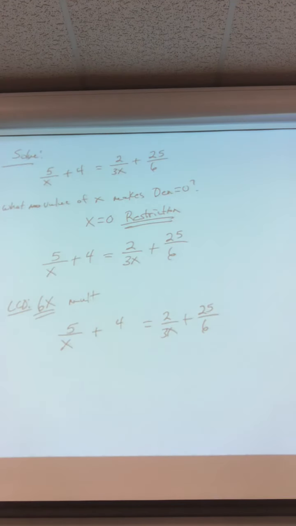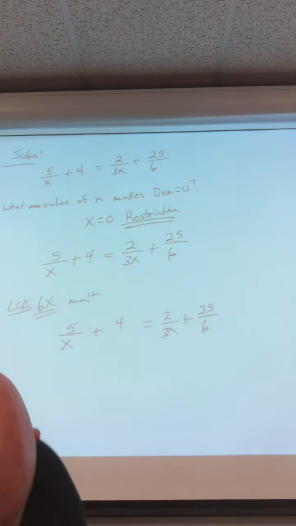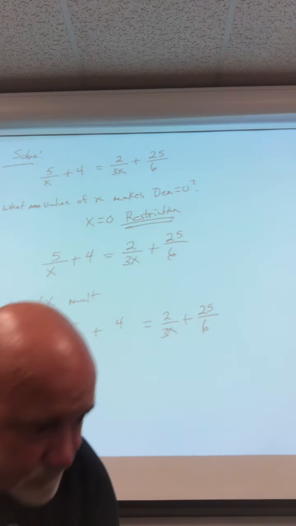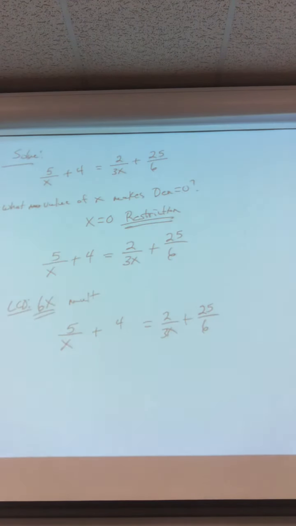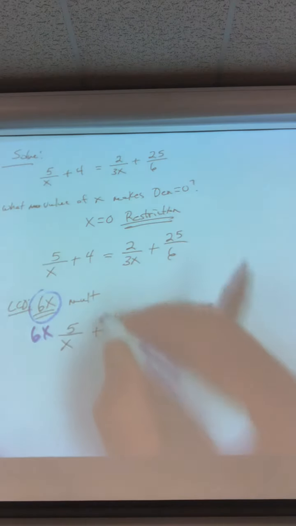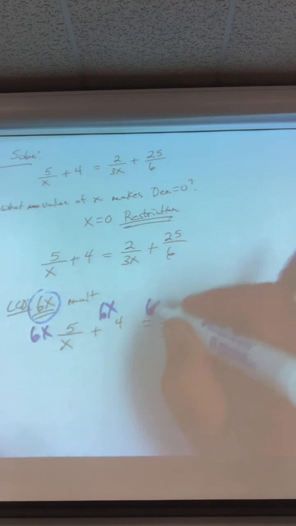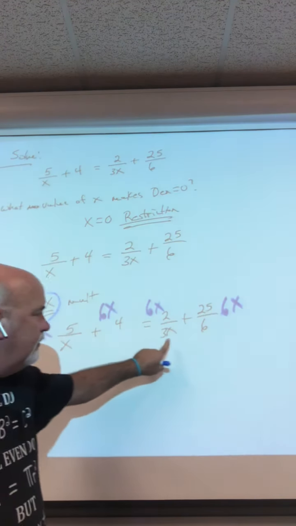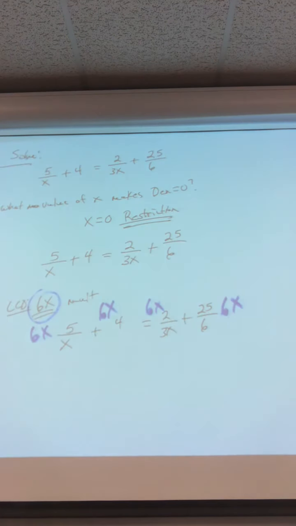So I want to multiply every one of these by 6x. I keep forgetting to bring that extra color pen in here. All right, so here's what I'm going to do. I'm going to multiply by 6x. So I'm going to put it there, there, there, and there. Now, here's how you can tell if you've got the right LCD. It should get rid of every one of your fractions. There should be no fractions left.